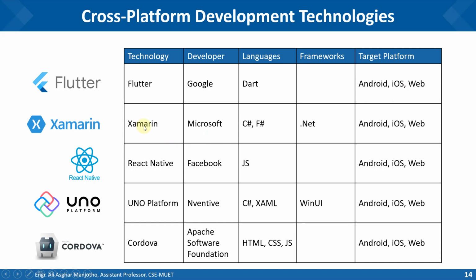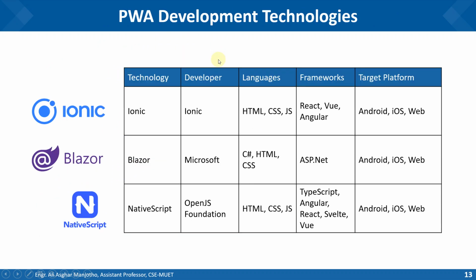Then another one is Xamarin by Microsoft. You have React Native by Facebook. You have the Uno platform. You have the Cordova platform as well. So these are a number of different frameworks available in which you can develop cross-platform applications.